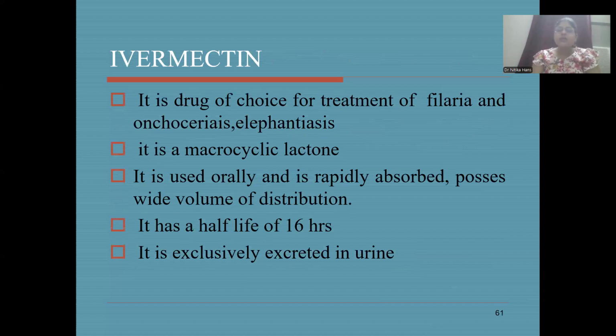So next is ivermectin. It is the drug of choice for the treatment of onchocerciasis and elephantiasis. It is a macrocyclic lactone. It is used orally and rapidly absorbed, and possesses a wide volume of distribution. It has a half-life of 16 hours. It is exclusively excreted in the urine.